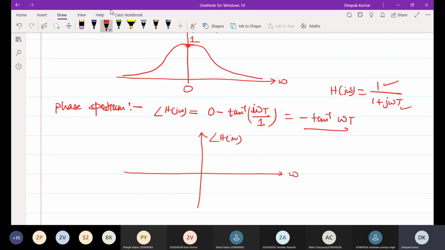What is the maximum value of tan inverse? That will become minus pi by 2 here, or plus pi by 2. Suppose this is minus pi. So the angle of this is minus pi by 2 or plus pi by 2.